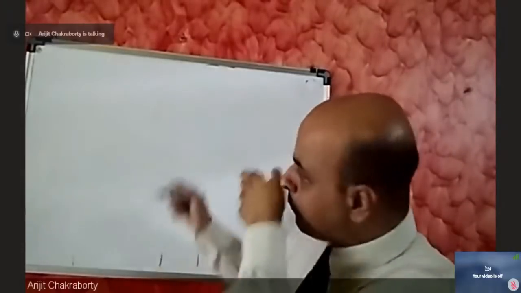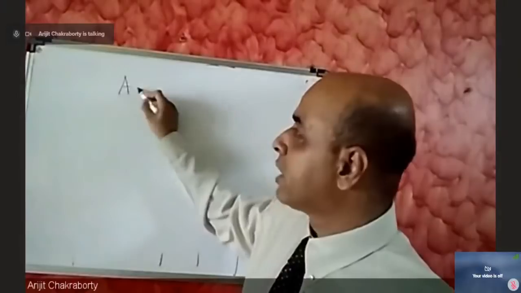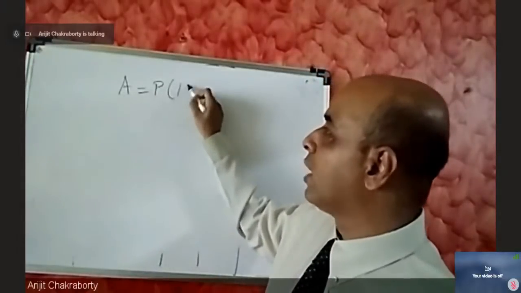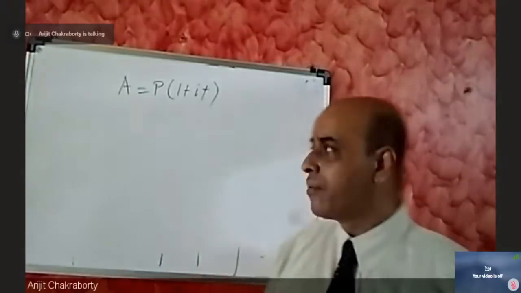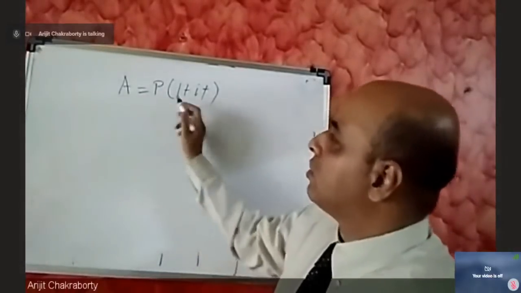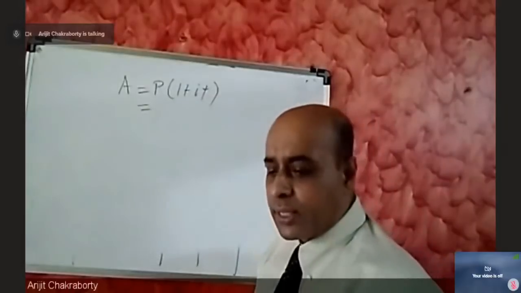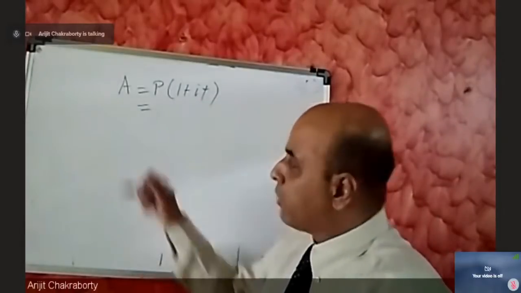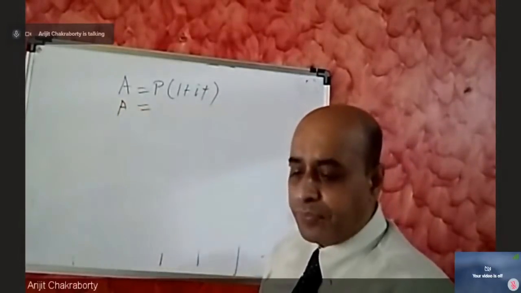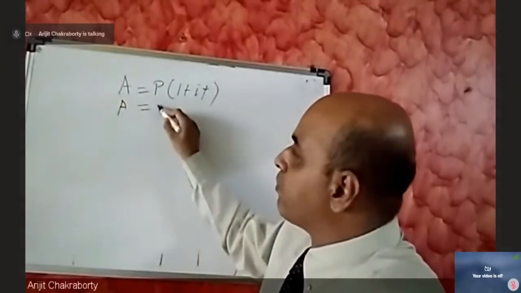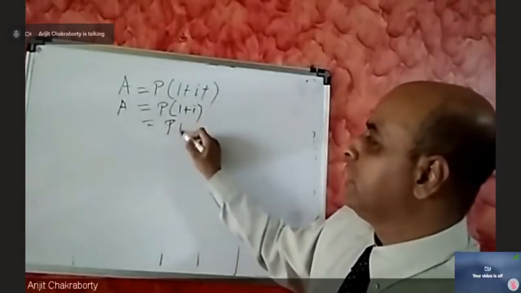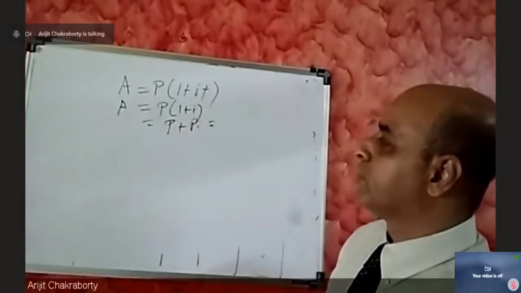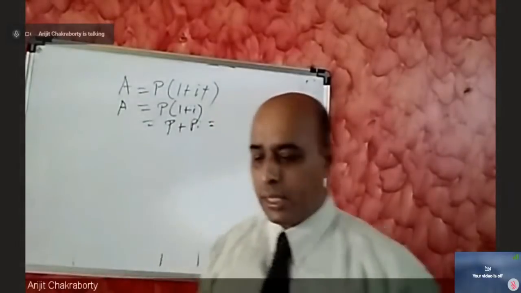Very simple formula. Accumulated balance we know is P into 1 plus I T. Okay. So you can write in this way that the amount is equal to basically principal into 1 plus interest, because this is P plus PI. Okay, principal into 1 plus interest.